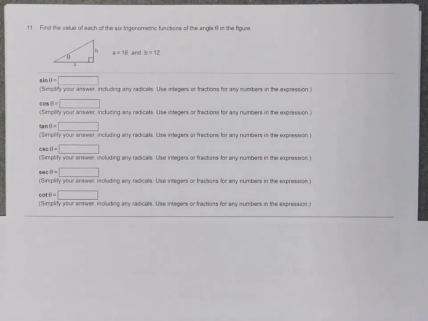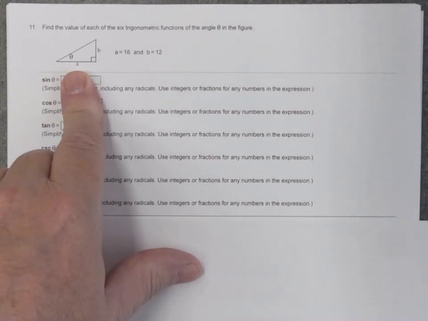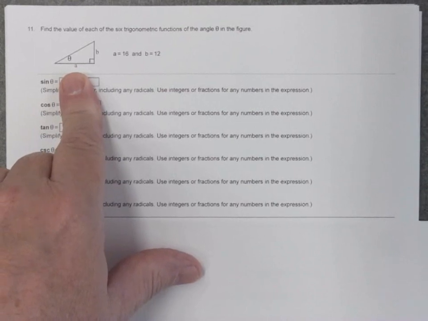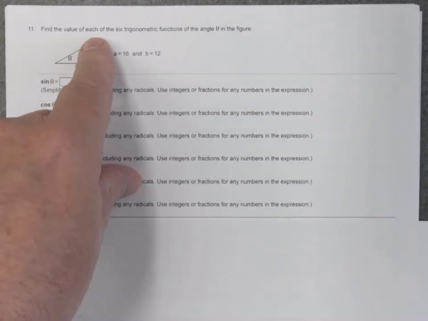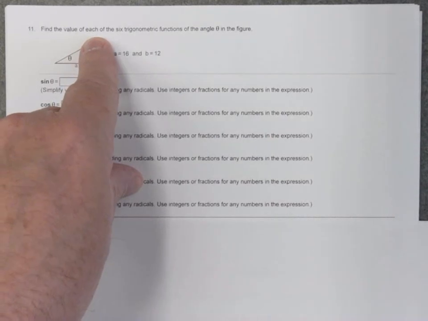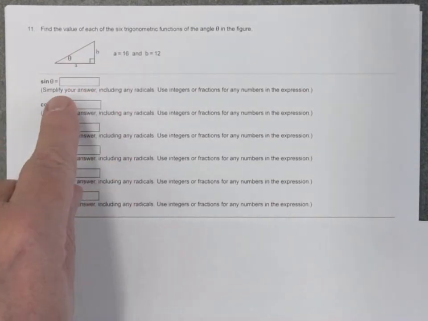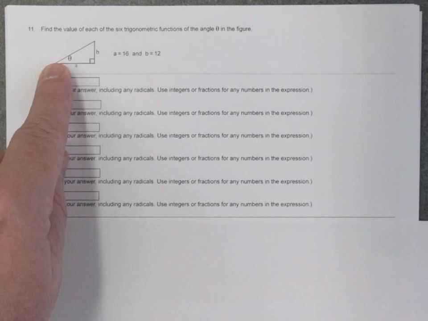Problem number 11. You see it, we have a right triangle here. It says find the value of each of the 6 trigonometric functions of the angle theta in the figure. So theta is over here.